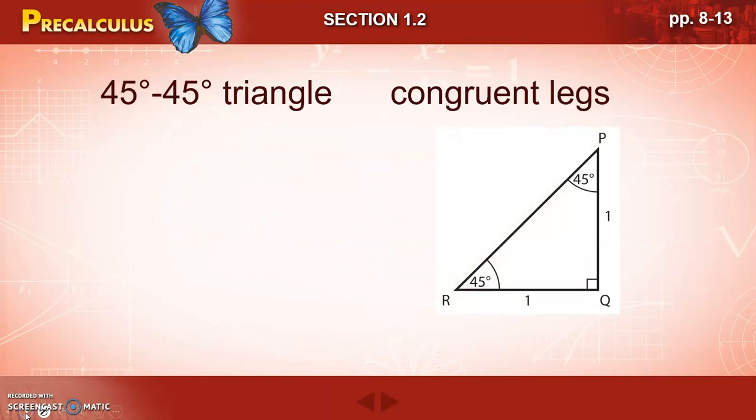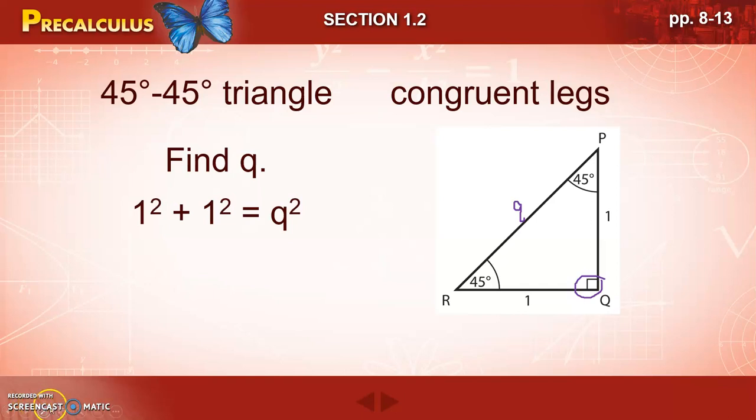Now we do have some special triangles in the geometry and trig world, and hopefully this is not new information, but our first special triangle is the 45-45 triangle. This is where the 90-degree angle is right there, and our two other angles are 45-degree angles. In a 45-45 triangle, our two legs are congruent. So let's see if we can find Q. We know two legs. We have to find the hypotenuse. What are we going to use? Maybe the Pythagorean theorem? Hopefully that's what you said.